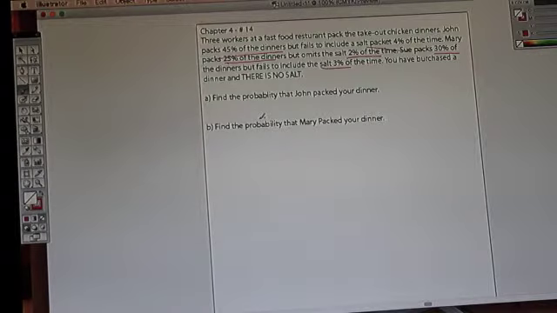We need to find the probability that John packed our dinner and then find the probability that Mary packed our dinner. The key here is to draw a tree diagram. So we're going to go ahead, draw one. J is going to represent John. M is going to represent Mary. And then finally an S is going to represent Sue.